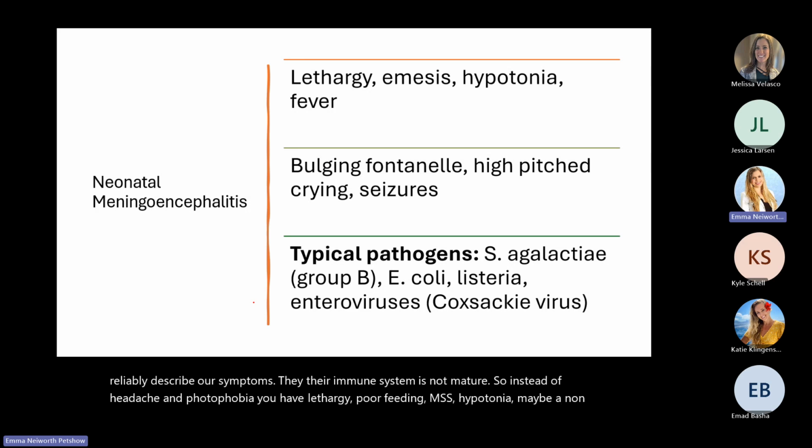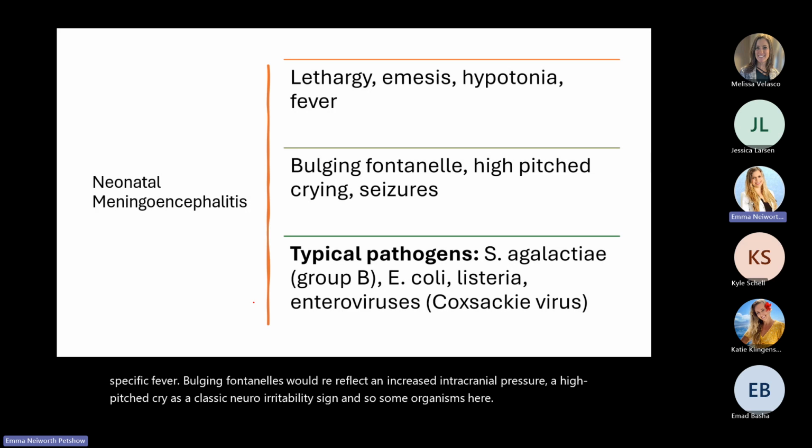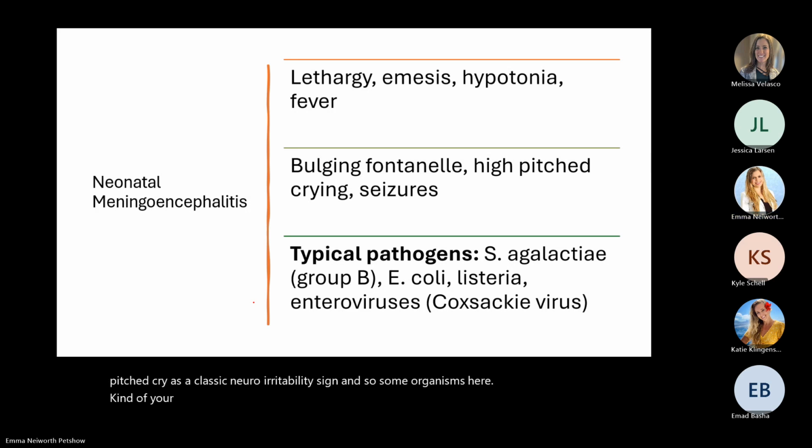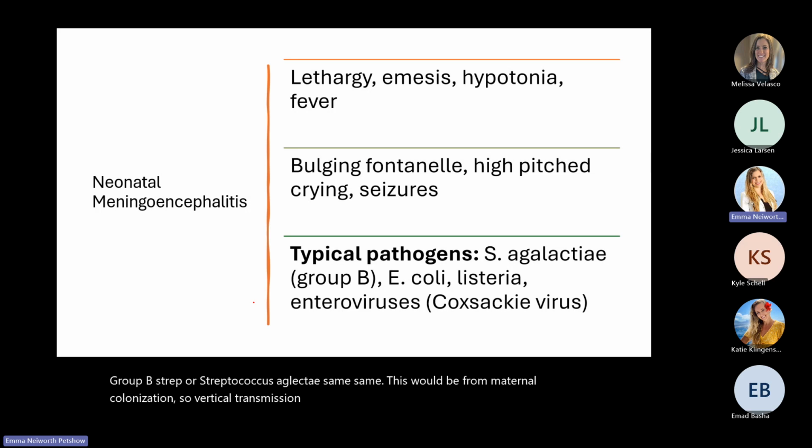Bulging fontanelles would reflect increased intracranial pressure. A high-pitched cry is a classic neuroirritability sign. Some organisms here are your foundational neonate ones to think about. Group B strep, or Streptococcus agalactae, would be from maternal colonization, so vertical transmission from mother to neonate.